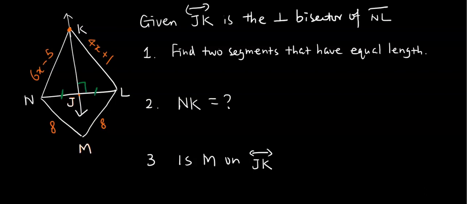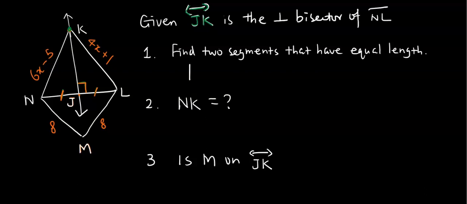It is given line JK is a perpendicular bisector of segment NL. So K is on the perpendicular bisector, and we say bisect. I'm going to use a different color. 1 tick mark, 1 tick mark, bisect. And this is perpendicular, and K is on line JK. Therefore, by the Perpendicular Bisector Theorem, KN and KL have equal distance.